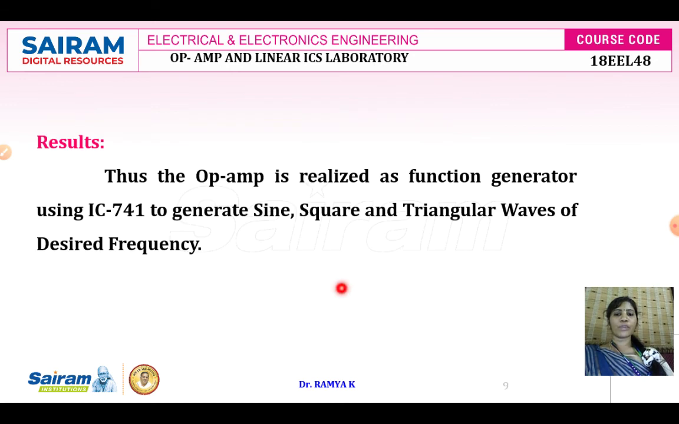Thus the op-amp is realized as a function generator using IC 741 to generate sine, square and triangular wave for the desired frequency. Thank you students.